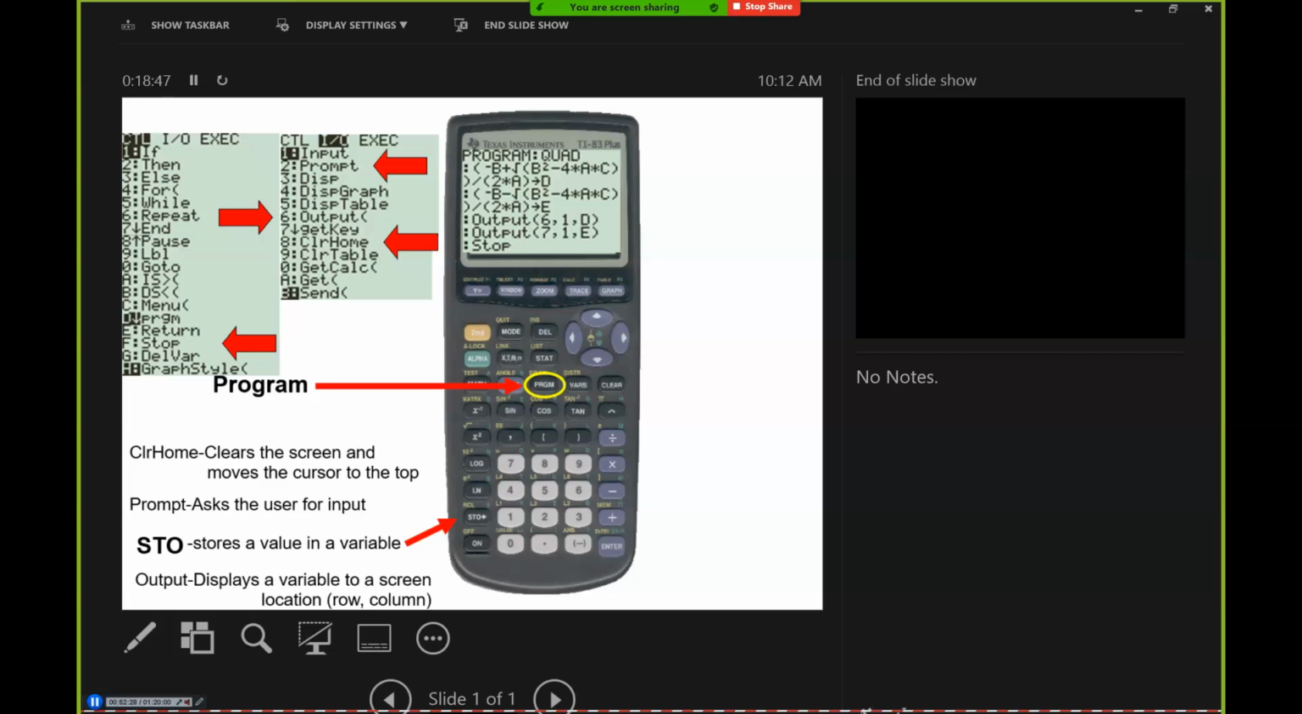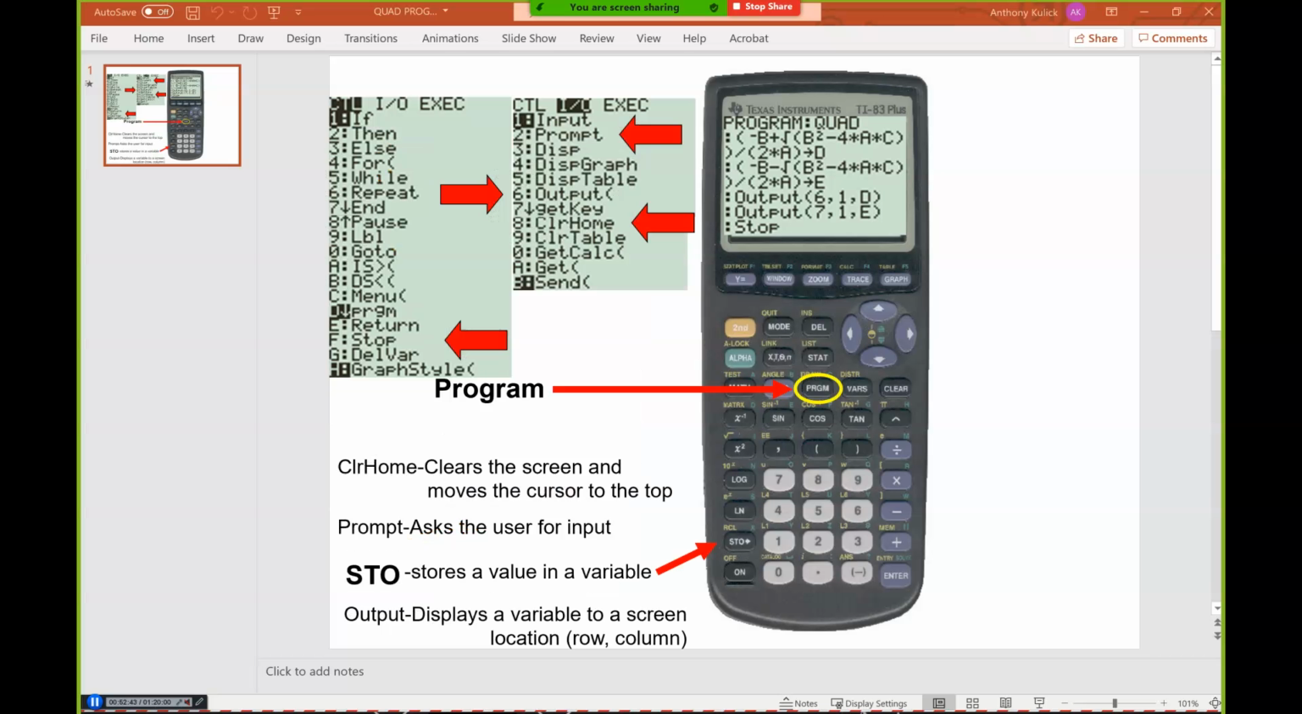So, now that we're done with that, let's do a test to check to see if our program is working. Okay?